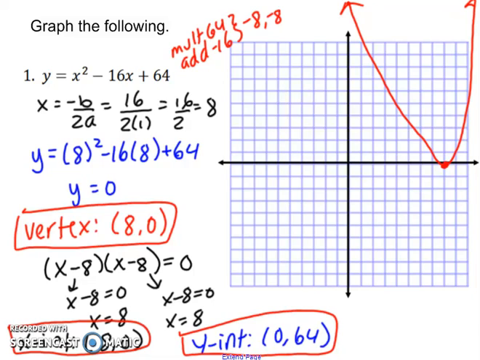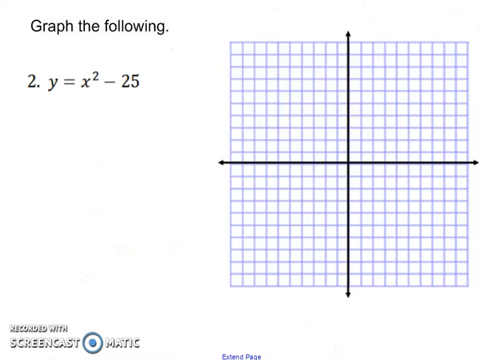Now let's look at another one. Alright, so now with this one, if we do negative b over 2a, if you notice, there's no b term. This is a, and this is c. Our c is our constant. There's no x term. So since there's no x term, our b is 0.